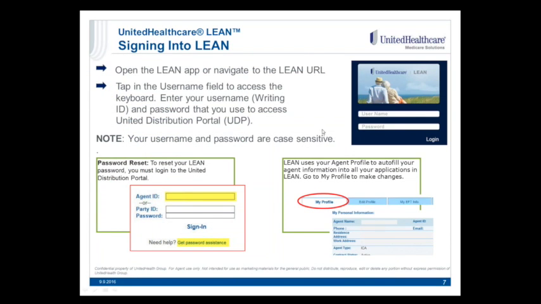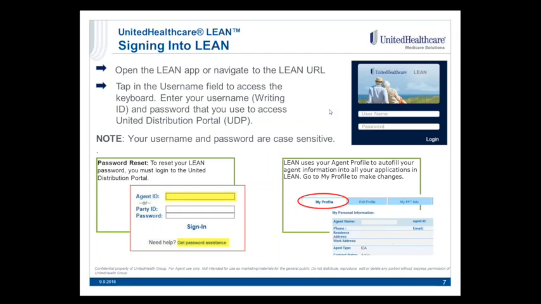So how do I get in? Your login and your password are the same password and login that you use to get into the portal, the UDP, as I said before. You open the Lien app or navigate to the Lien URL, get in with that username and password, and put it in. Remember, they're case sensitive, and they cannot be changed in Lien.